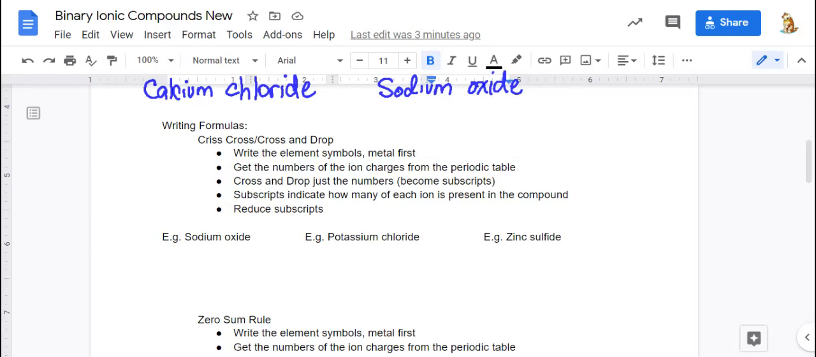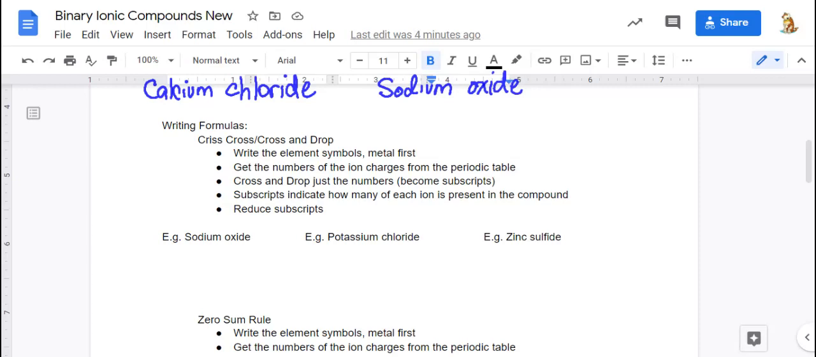Okay, crisscross or cross and drop. Write the element symbols, the metals first. Get the numbers of the ion charges from the periodic table. And then you cross and drop just the numbers. And these numbers will become subscripts. So the charges aren't involved in the dropping and the crossing.